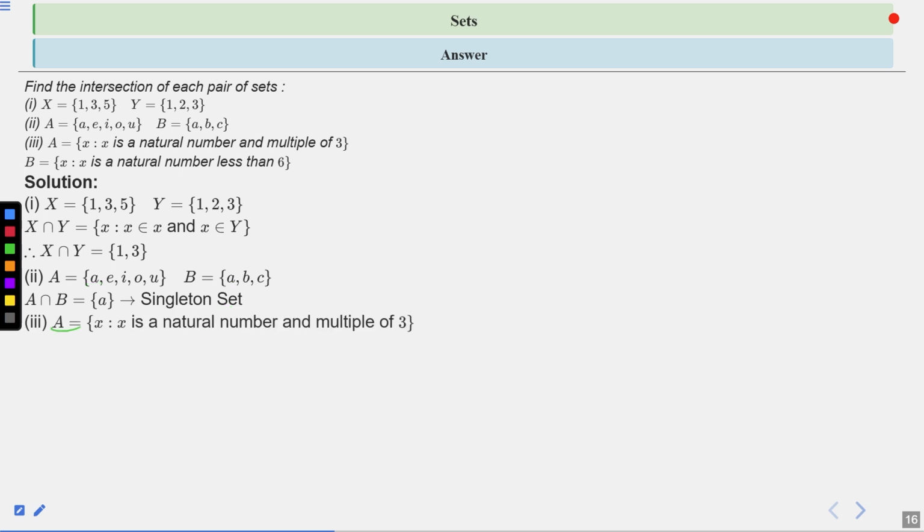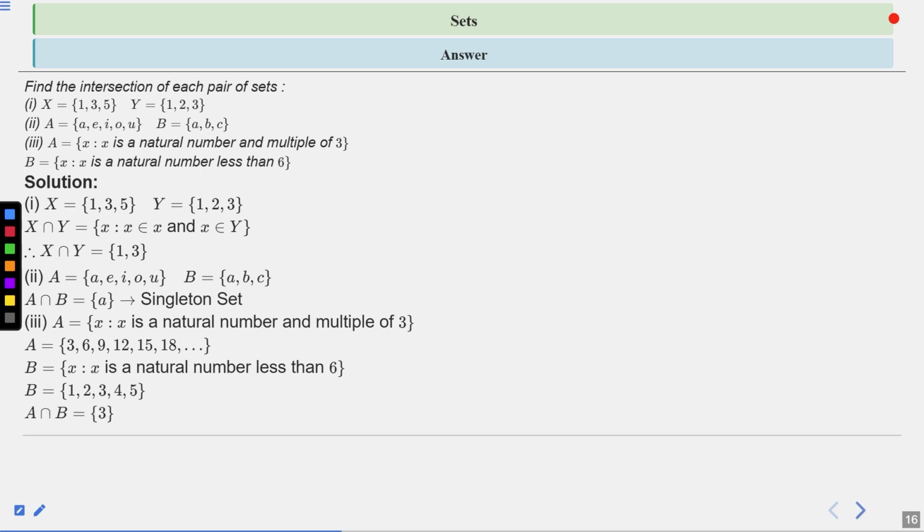Now, third, collection of all X, X is a natural number, multiple of 3. In roster form, the elements will be 3, 6, 9, 12, 15, 18 and so on. B, set builder form, collection of all X. You have to collect natural numbers less than 6. Natural numbers less than 6 are 1, 2, 3, 4, 5. Now, A intersection B, meaning common elements to both sets, only 3. So, we have only 3 as common. So, singleton set. Clear?